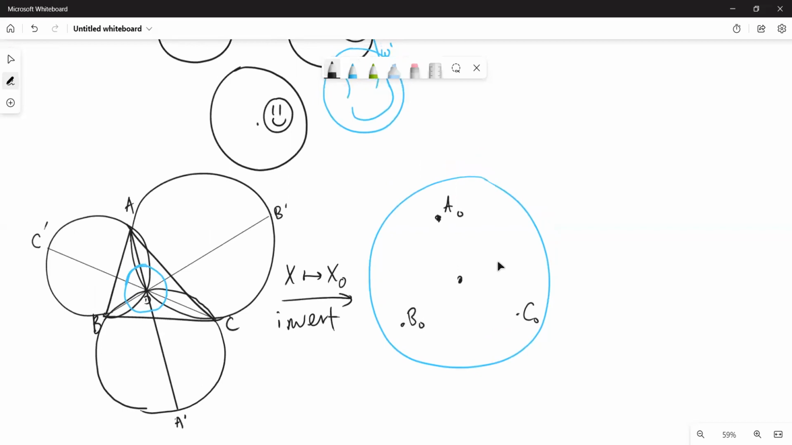Okay. So now can anyone tell me what this circle gives? I mean, what's its image under inversion? The circle B, C, A prime, D. What's the image of that circle?